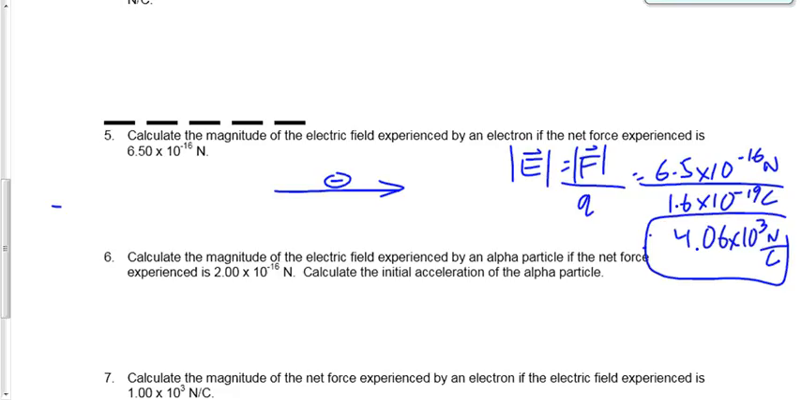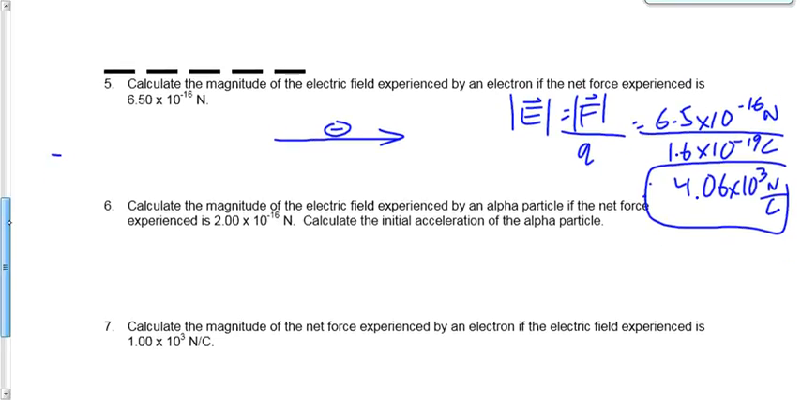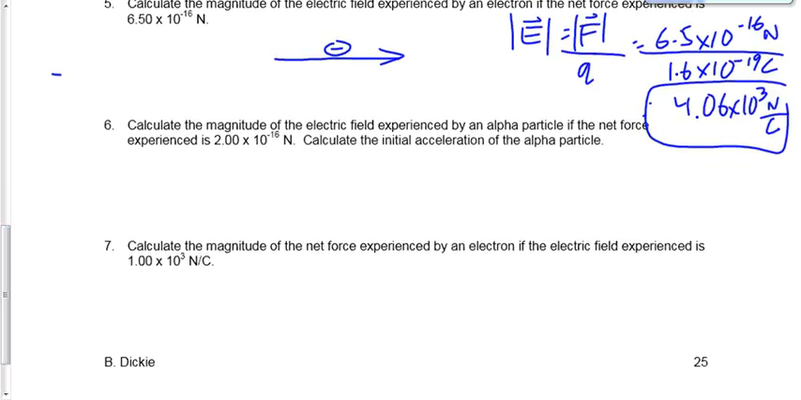All right, number 6, was it? Okay. Calculate the magnitude of the electric field experienced by an alpha particle. The net force is 2 times 10 to the negative 16. What's the initial acceleration? So almost the same question, but a little bit more. Okay, we want to find the electric field. Similar question here. We have an alpha particle experiencing this field. We're going to say that E is equal to F over Q. F is 2 times 10 to the negative 16.